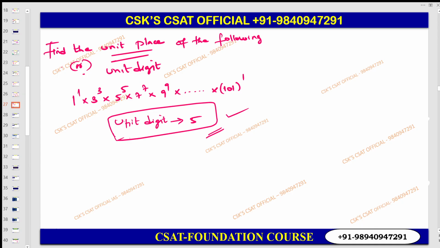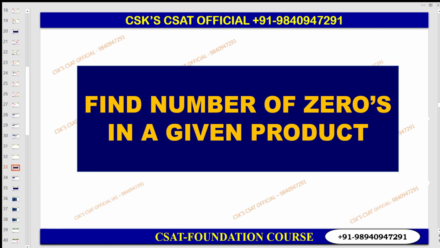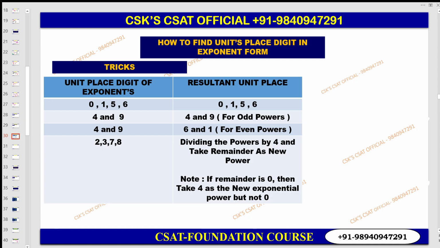Tomorrow we'll discuss the rest of the things with respect to the unit digit, and then we will go with the zeros of a number or expression. Then we'll move on to divisibility. Like that I will teach you.